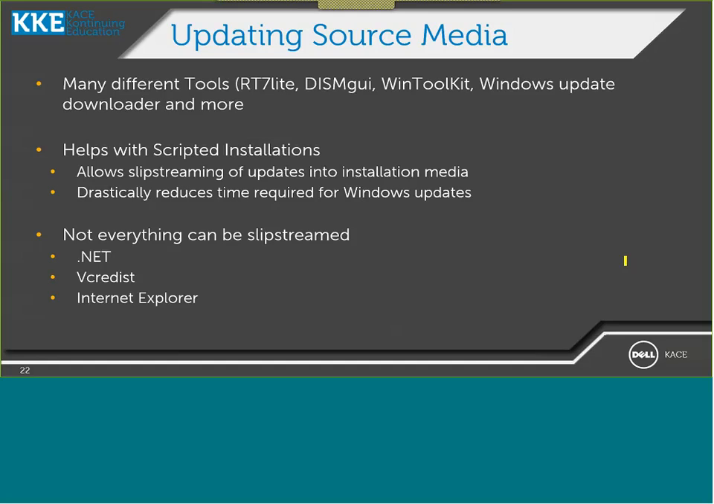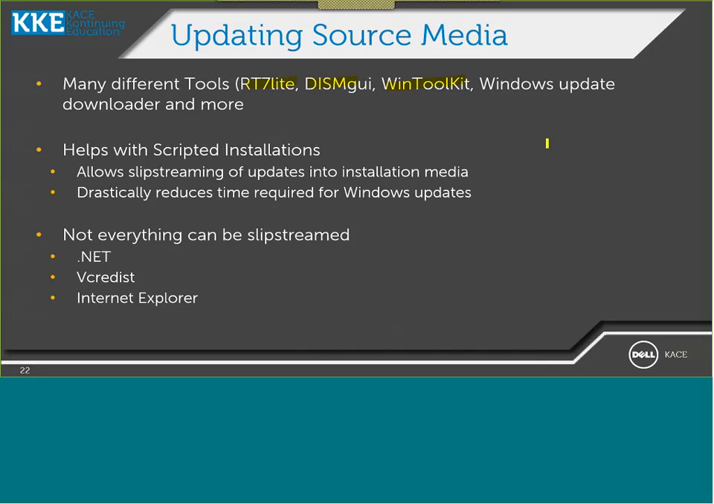We can slipstream. So updating the source media is called slipstream. Slipstream update into the source media itself. So there's a couple of different tools that might help with that. So you can use RT7 Lite. There's a tool called DISM GUI. There's a tool called WinToolkit, Windows Update Downloader. So many different tools that do slipstreaming. Some do it better, some do it worse, but it depends also on the situation.